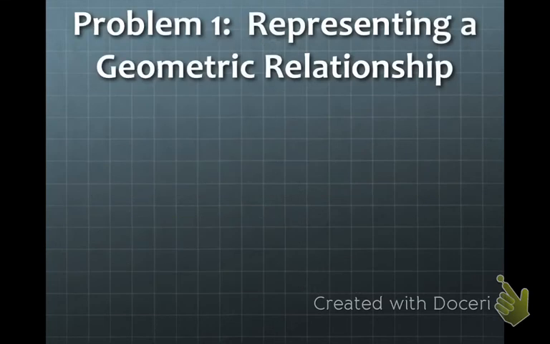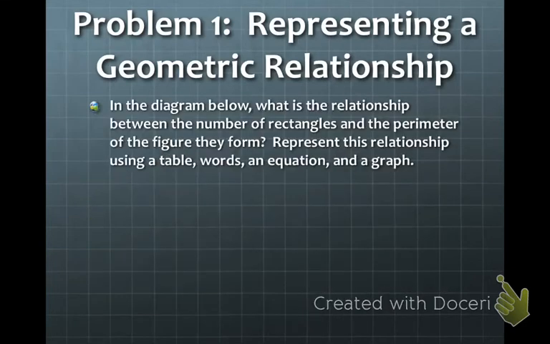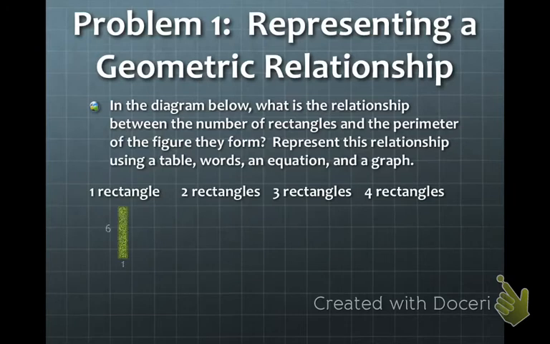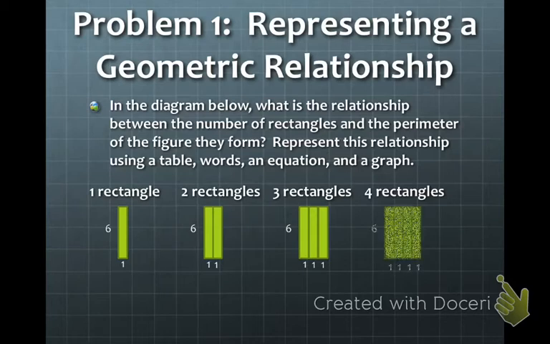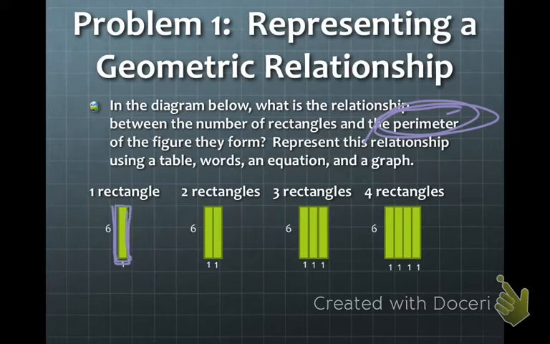Okay, so let's represent a geometric relationship. In the diagram below, what's the relationship between the number of rectangles and the perimeter of the figure they form? We're going to present the relationship in a table, in words, in an equation, and in a graph. If you see right here, we have the one rectangle. Well, let's review. What is perimeter? Here it is. Perimeter. Perimeter is the area all the way around. Not area, but the space all the way around.